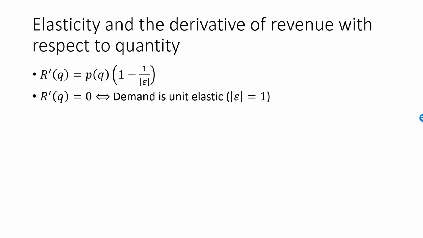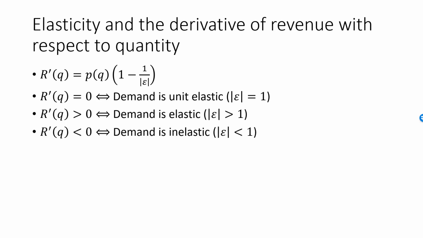is not 0. The derivative of revenue as a function of q is strictly positive if and only if demand is elastic at this quantity, and the derivative is negative if and only if demand is inelastic at this quantity. Note how this is exactly the opposite to the relationship between elasticity and the revenue as a function of price. However, this is not surprising.